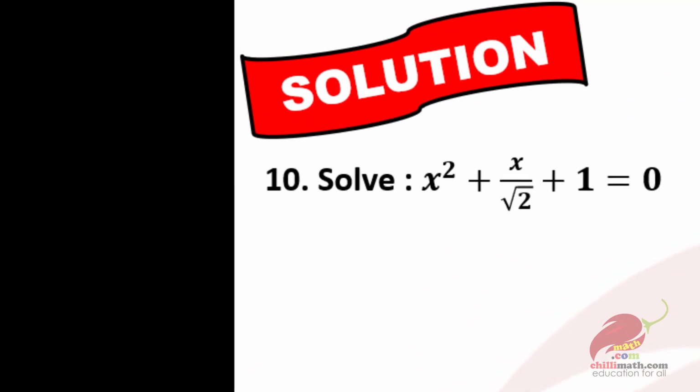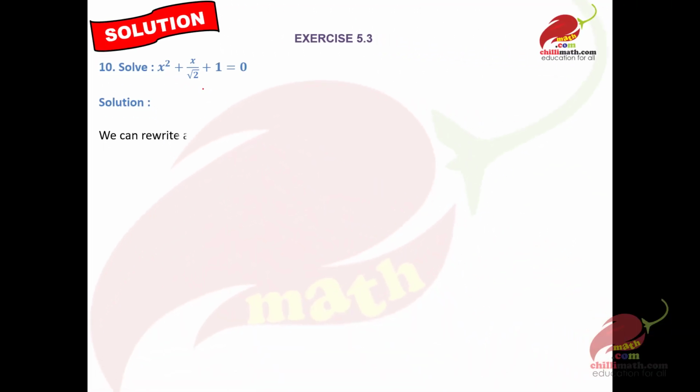Tenth question is solve x square plus x by root 2 plus 1 equal to 0. Again rewriting this, that is multiplying with root 2 on both sides, we get root 2x square plus x plus root 2 equal to 0. On comparing with standard quadratic equation, we get a is equal to root 2, b is equal to 1 and c equal to root 2.